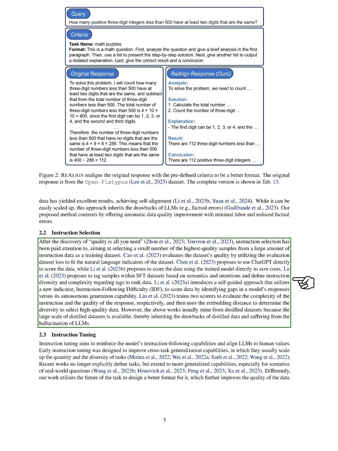Additionally, we introduce a self-guided method that employs a new metric, instruction following difficulty, IFD, to evaluate data by identifying discrepancies between a model's responses and its autonomous generation capabilities. This involves training two separate scorers to assess the complexity of the instruction and the quality of the response, respectively, and then determining the diversity based on the distance between embeddings to select high-quality data.